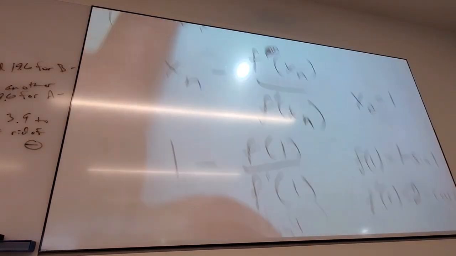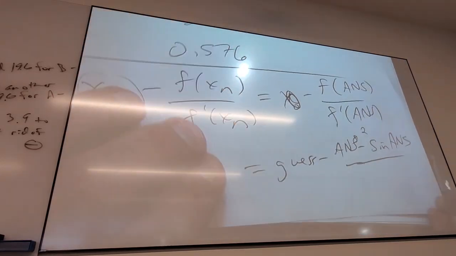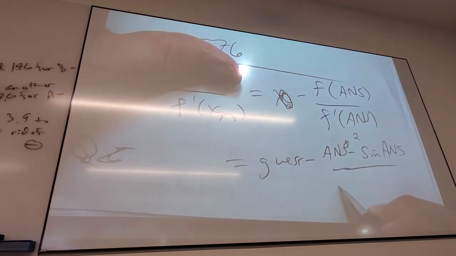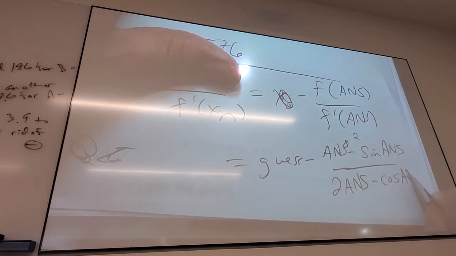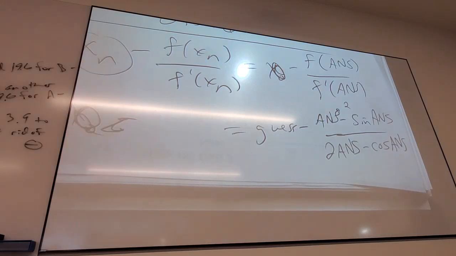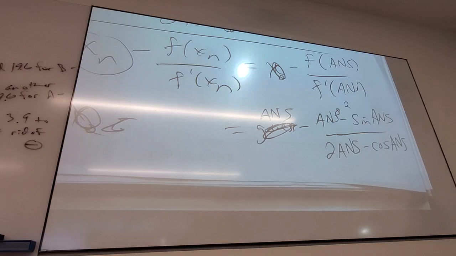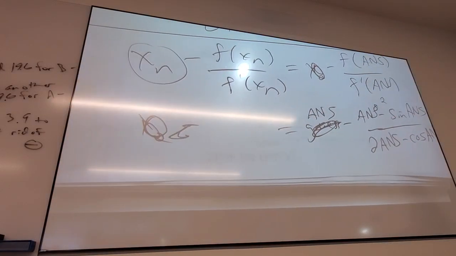So I'm plugging answer into this, all over f prime, which would be 2 answer minus cosine answer. Okay, just go with me for a second. Watch this. This is cool. In fact, let me put an answer here. Okay, so here's what happens.